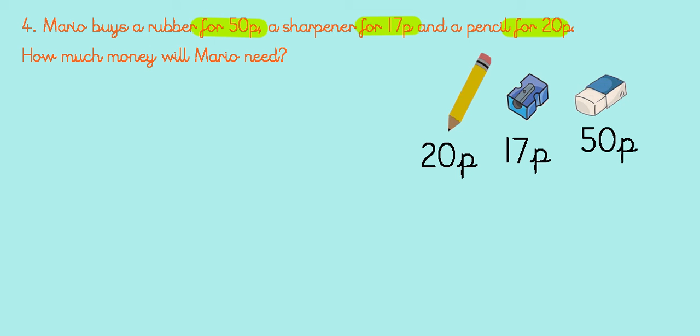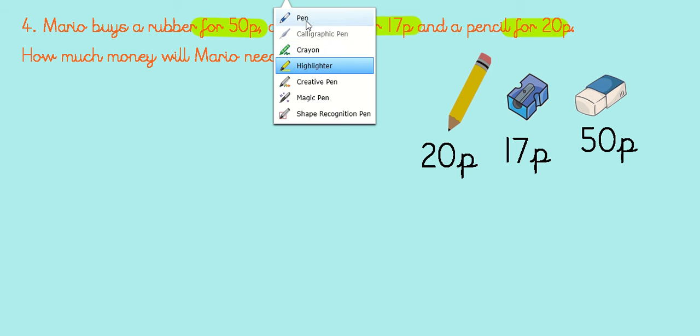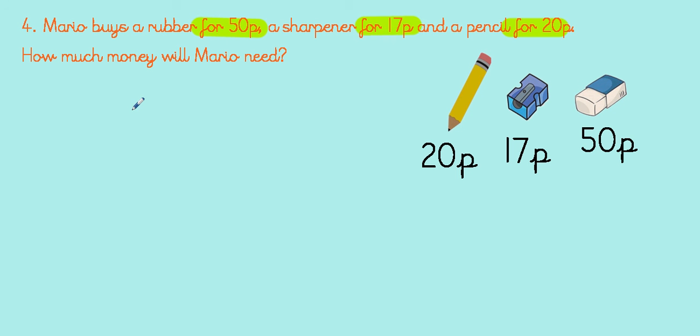So let's write ourselves a number sentence to show that. So the rubber costs 50p, we're adding on 17p for the sharpener, and then we're going to add on 20p for the pencil. Okay, so that's our number sentence. 50 add 17, add 20. Now it looks really tricky when you see it that way, doesn't it? But don't panic. Let's break it down a little bit.